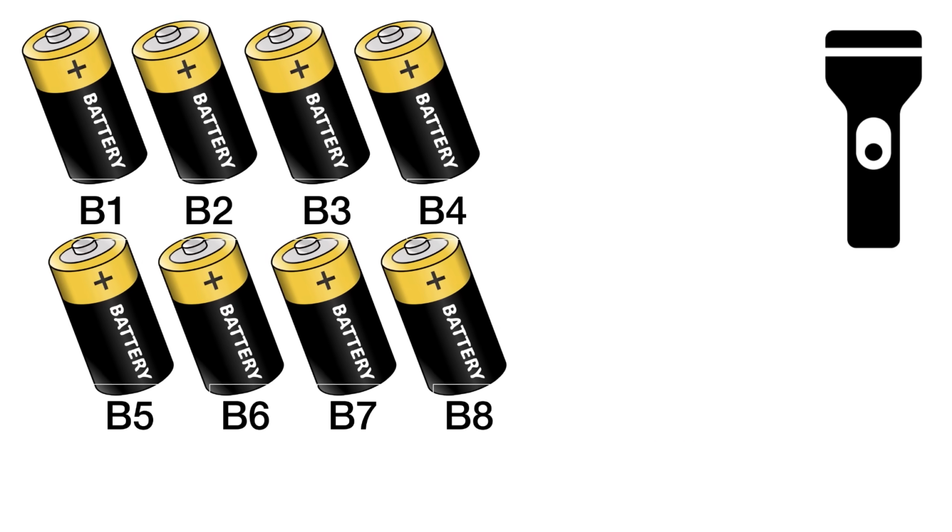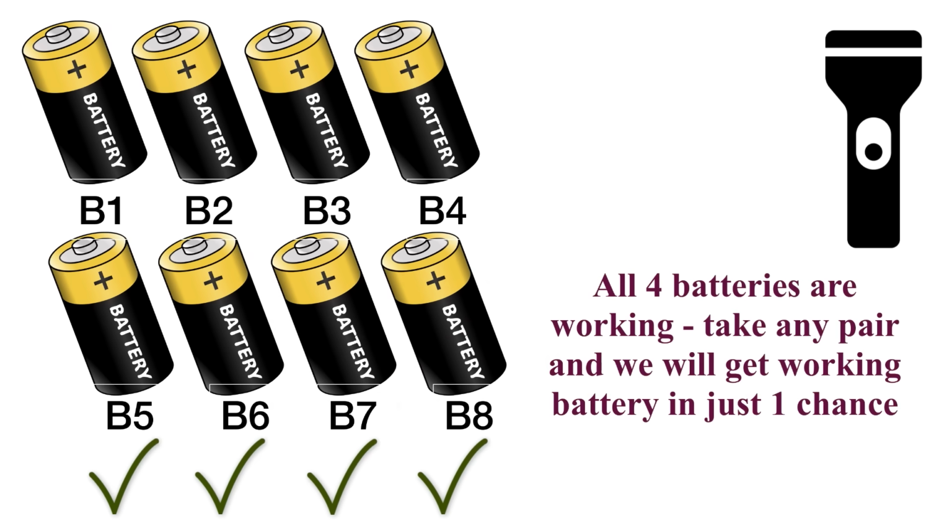Now let's group the batteries in 2 groups of 4. There can be these cases in a group of 4. If all 4 batteries are working, then take any pair and we will get working batteries in just 1 chance.